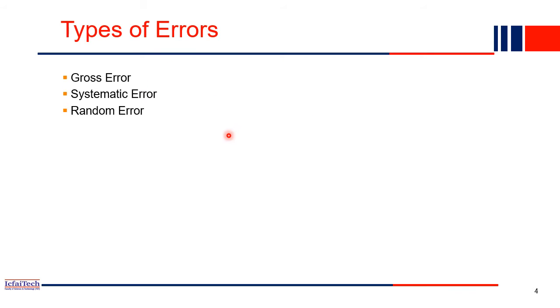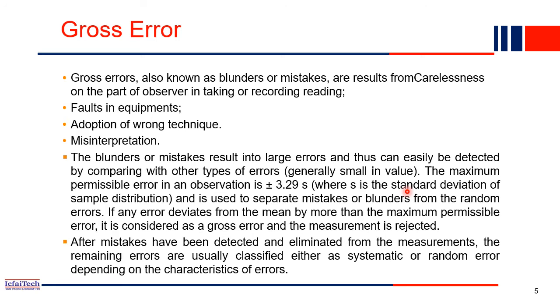Now we'll see different types of errors. There are basically three types of errors. First one is gross error, next one is systematic error, and the third one is random error. In the last slide we have seen the sources of error: natural source, instrumental error, and personal error. Now these are the types of errors, meaning the different types of errors introduced because of the sources of error. We'll be discussing each error in detail.